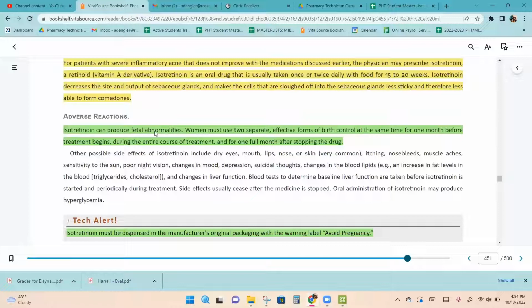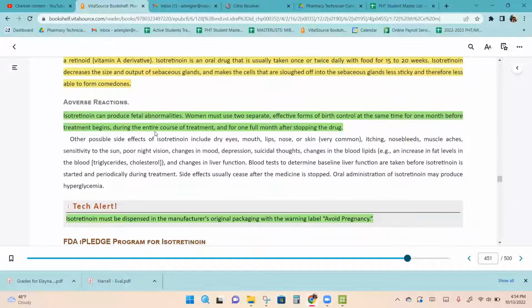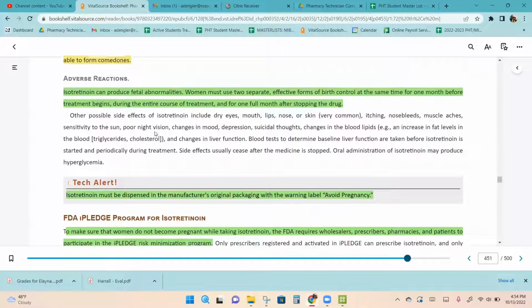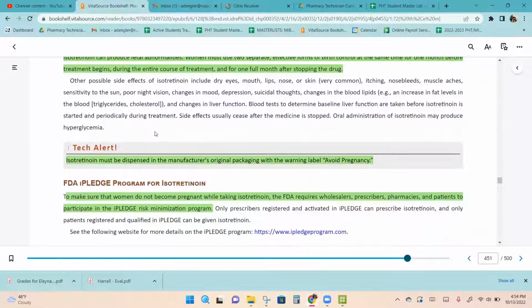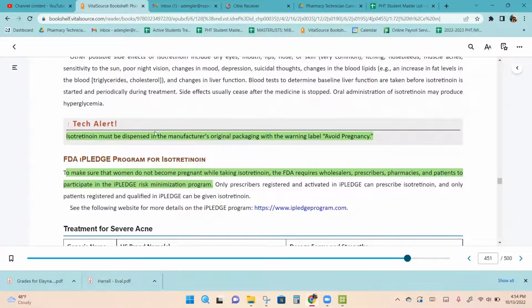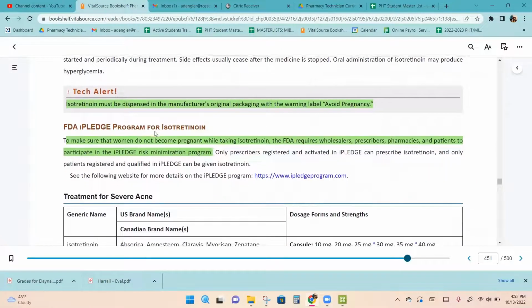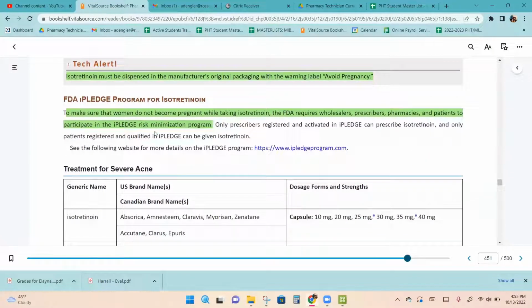Isotretinoin can produce fetal abnormalities. Women must use two separate effective forms of birth control at the same time for 1 month before treatment begins, during the entire course of treatment, and for 1 full month after stopping the drug. Isotretinoin must be dispensed in the manufacturer's original packaging with the warning label, "Avoid pregnancy."